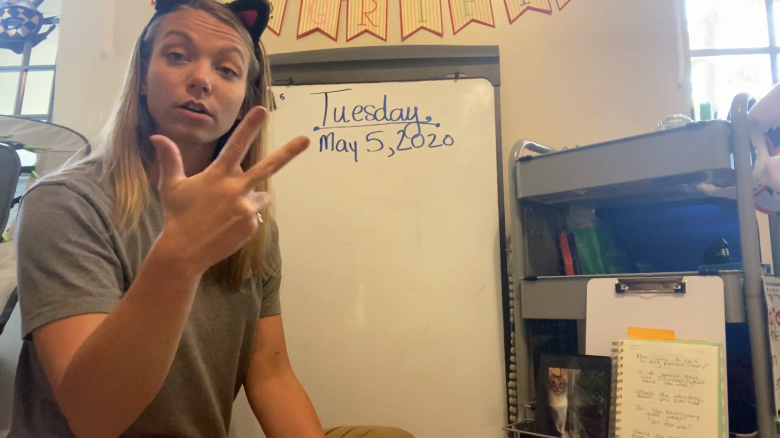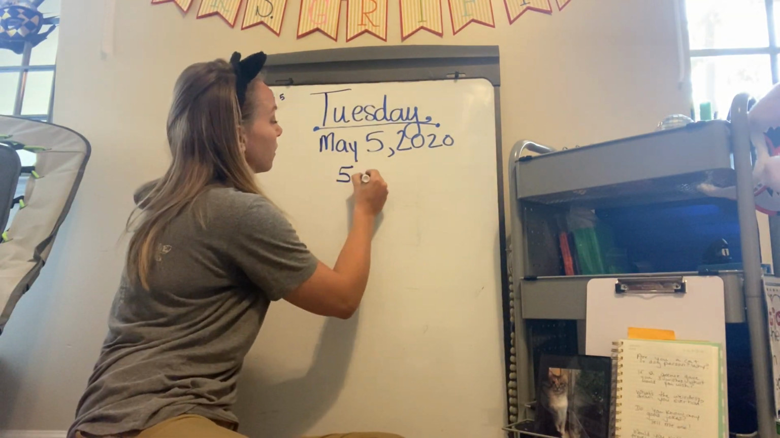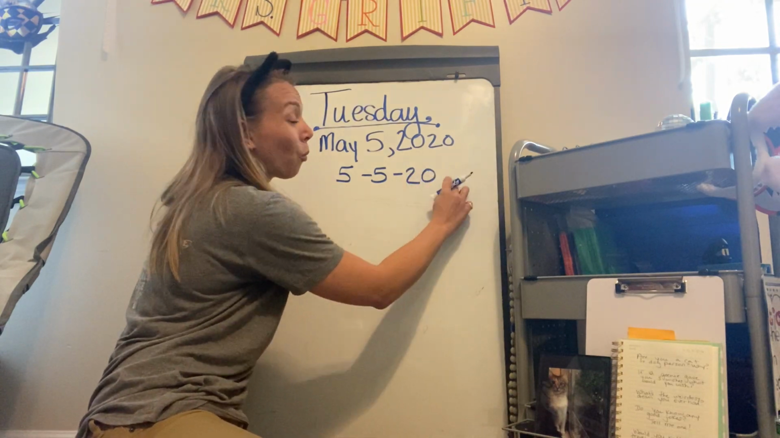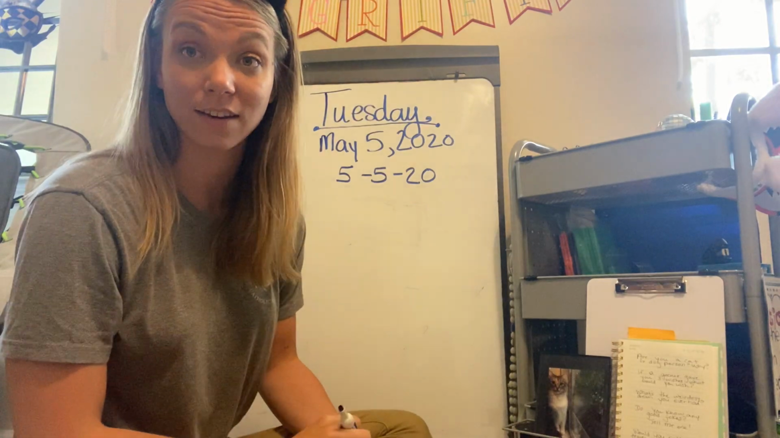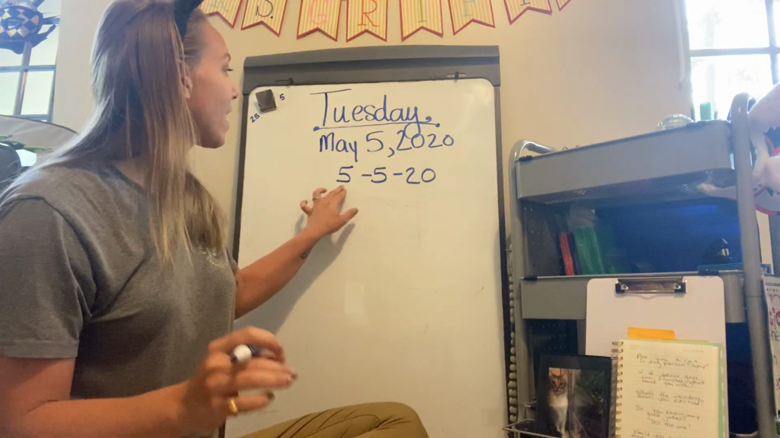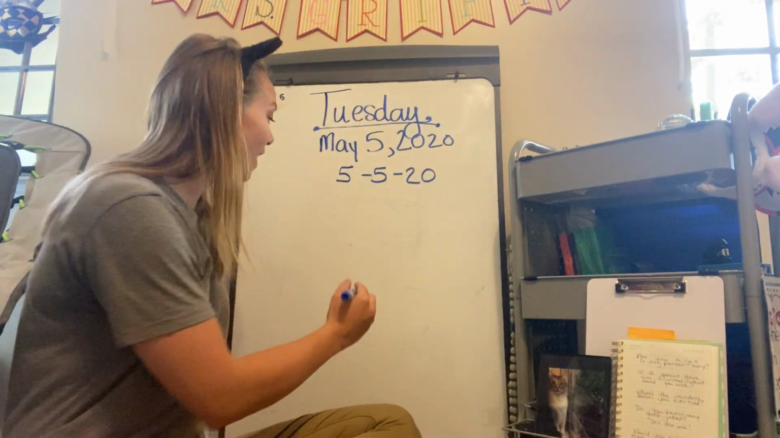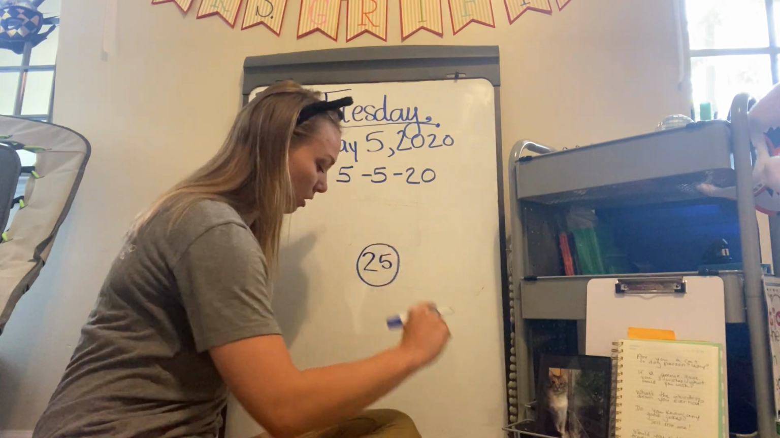January, February, March, April, May. 5, 20. Or 2020. Depends on what you like to write. Either one is perfectly fine. And today's number is 25. So we have 5, 20, and then today's number 25. So put 25 in the middle of your paper and circle it.